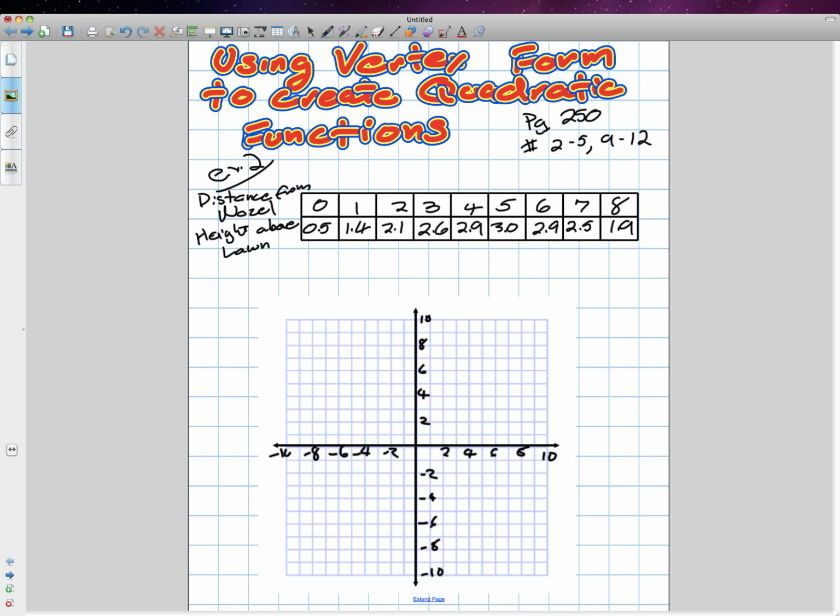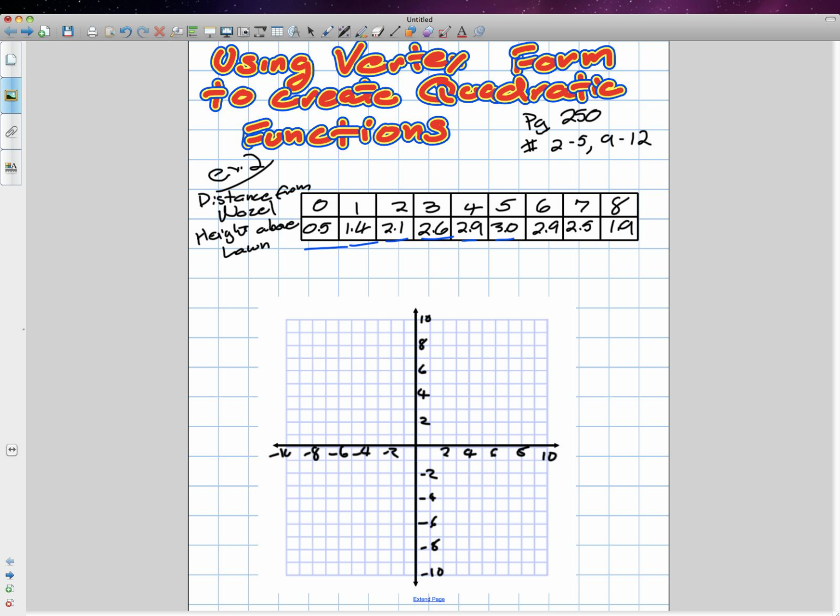Okay, today we're going to go over using vertex form to create a quadratic function. So, we have several points here. They've told us the distance of a nozzle, and they've measured. Imagine someone's got a hose and they're spraying water. Depending on how far the water is away from the person, this is how high it is above the ground. We're going to use each of these as a coordinate.